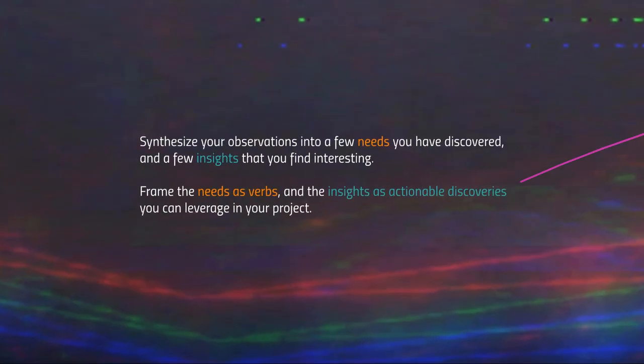All right, so presumably you've done all of that. You need to, at this stage, synthesize all your observations, and presumably at this stage you have a detailed set of observations about your users, into a few needs you have discovered and a few insights that you find interesting that resonate with those needs. It's important here to frame the needs as verbs, as things that drive your users, things that they want or they do or they aspire towards, things that are actionable, right? Why? Because they should naturally lead you into a crystallization of the kind of content you want to be generating.